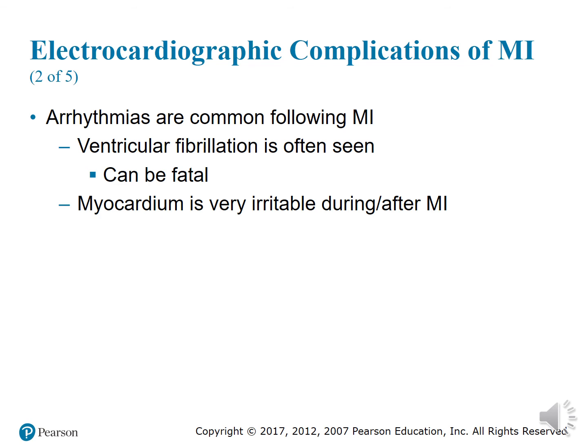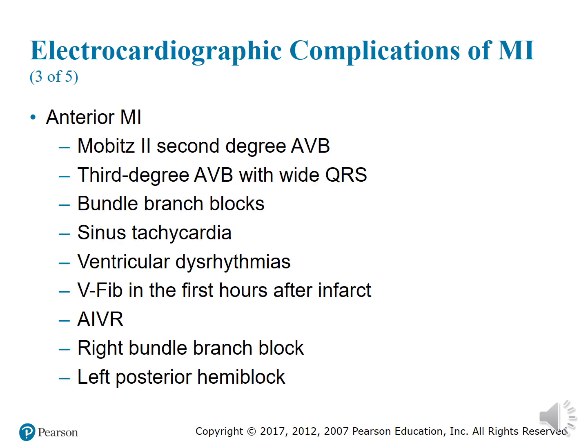Arrhythmias are common following MI. Ventricular fibrillation is often seen. Can be fatal. Myocardium is very irritable during and after an MI. Anterior MI: Mobitz 2 second degree AV block, third degree AV block with wide QRS, bundle branch blocks, sinus tachycardia, ventricular dysrhythmia, VFib in the first hours after infarct, AIVR, right bundle branch blocks, left posterior hemiblock.